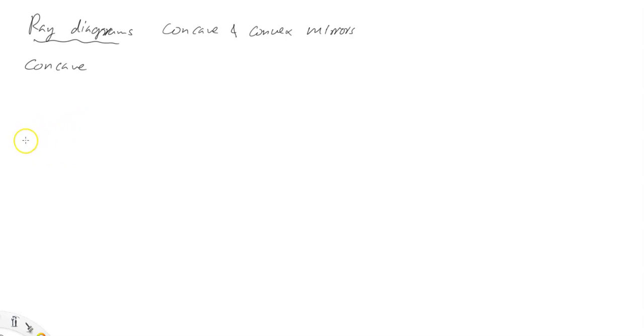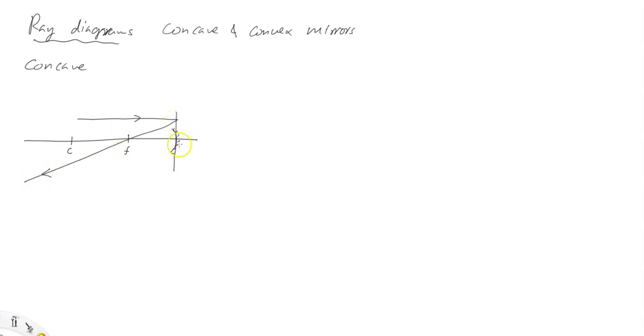So here we start with the principal axis. That's the line that goes through the center of the mirror, and we mark a vertical line to indicate where the mirror is, and then here is the mirror, and then we mark F, and also we can mark C, the center point. So the rule, rule number 1: light that comes in parallel to the principal axis will reflect and go through F.